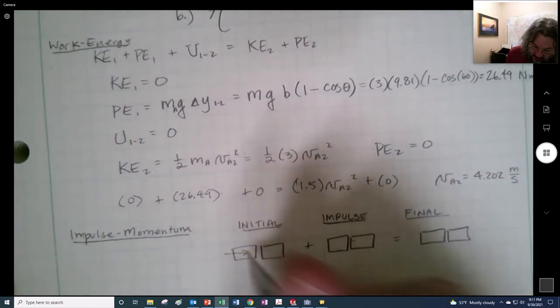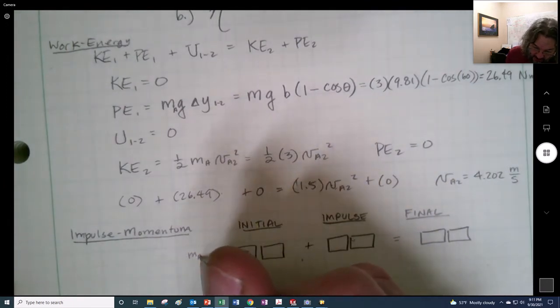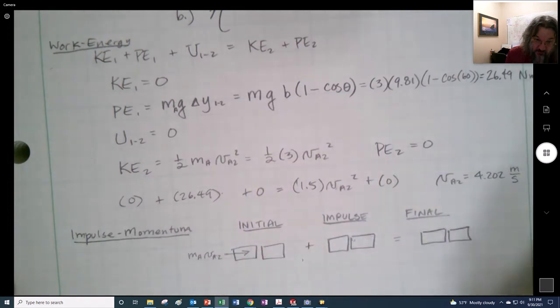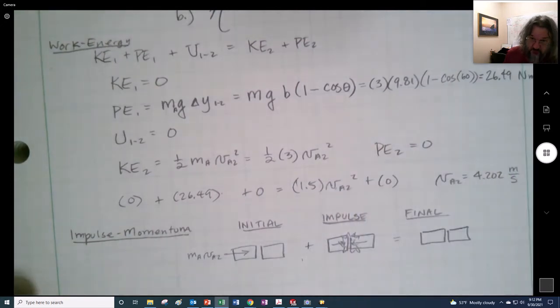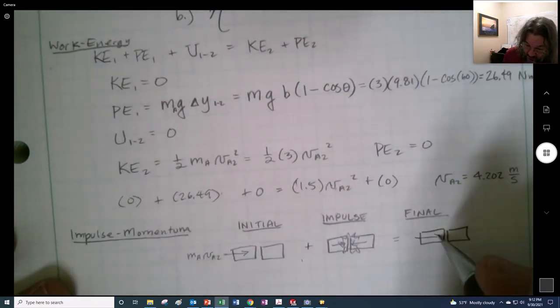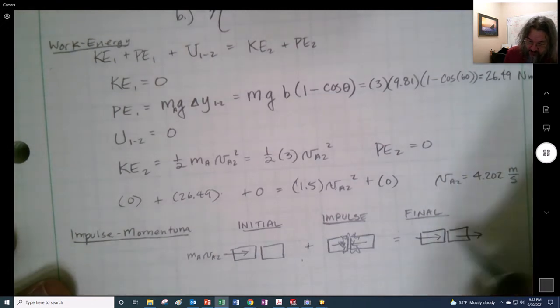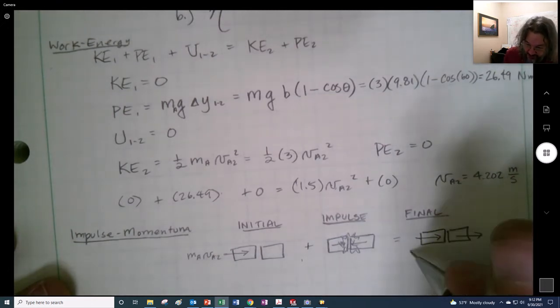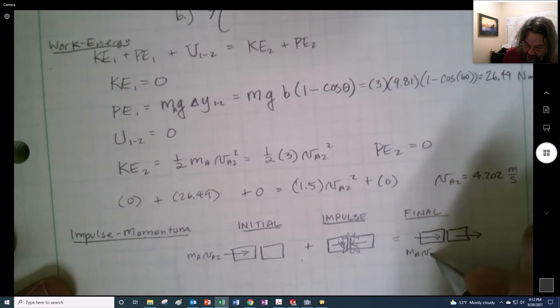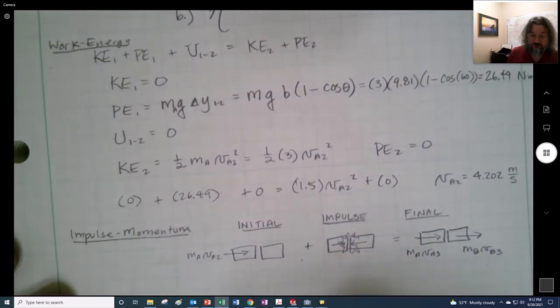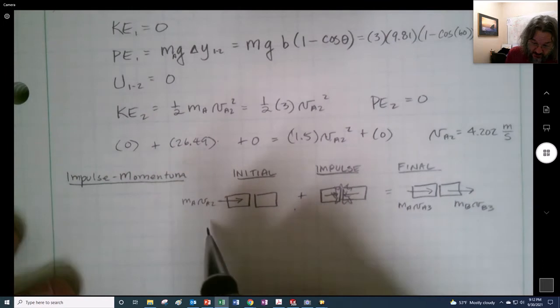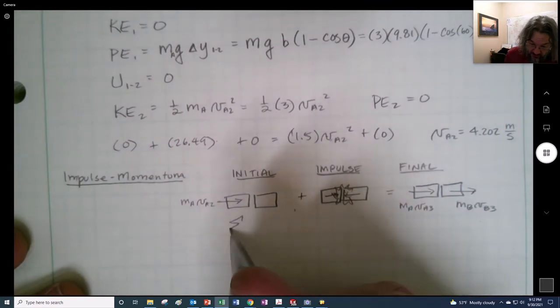So we have this guy moving right here, so he's going to be MA VA2, moving in that direction. We have equal and opposite impacts. And after the fact, we'll just assume these are in the positive direction, so we have MA VA3 and MB VB3. This one's starting from rest right here. So let's write, I guess I'll write underneath this.